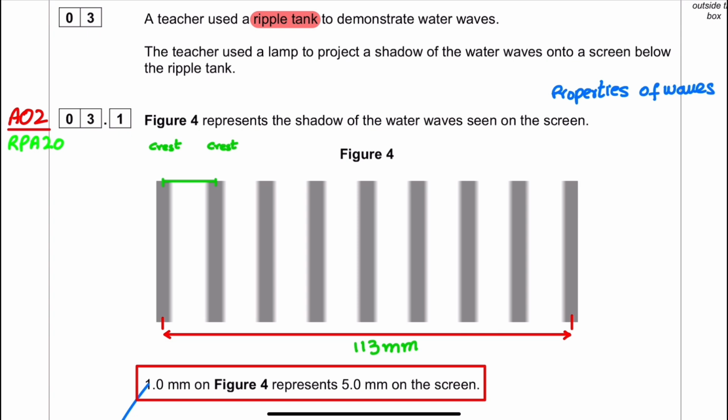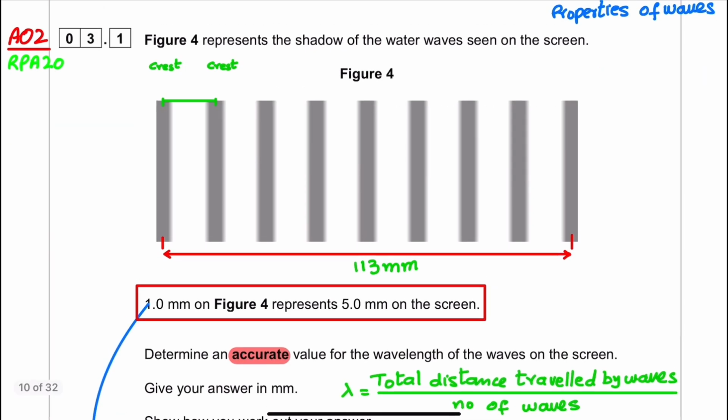The scale is given that 1 millimeter on this paper is actually 5 millimeter on the screen below the ripple tank. The student needs to find the distance between the waves. The question is, determine an accurate value of the wavelength of the wave on the screen. The definition of wavelength is the distance between two consecutive crests, or the length of one complete wave. That is called a wavelength.